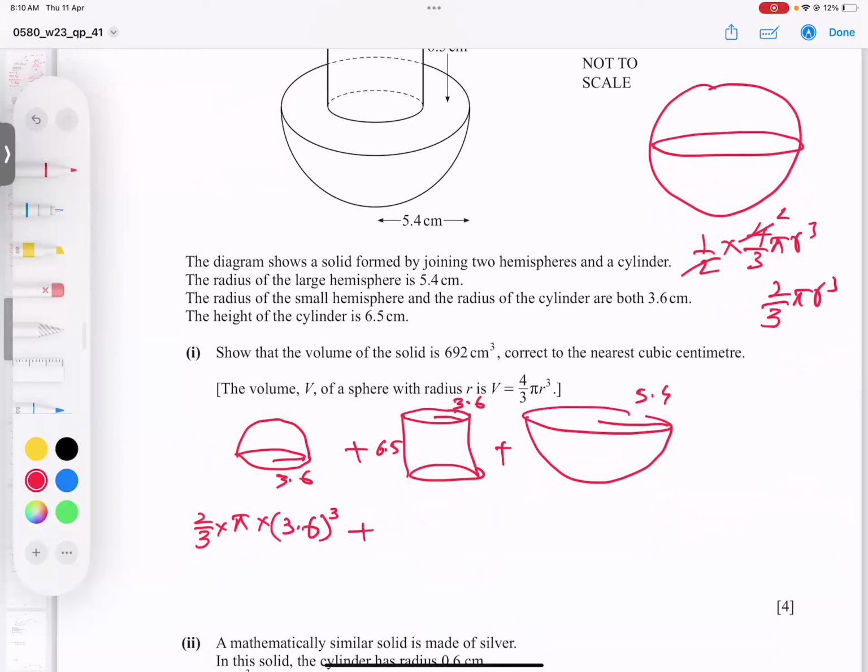And what is the cylinder formula? Cylinder volume, you must know it. If you don't know, it's called cross area into height. And what is the cross area shape? Circle shape. And the circle area formula, all of you know, pi r square. And height is there. Okay? So pi r square into h. And now I'm plugging in the numbers. Pi r square. R is 3.6. H is 6.5. I think clear.